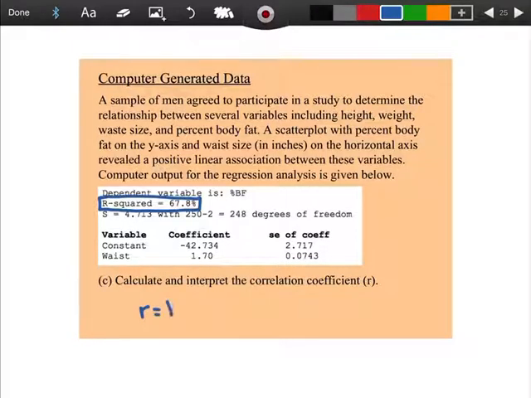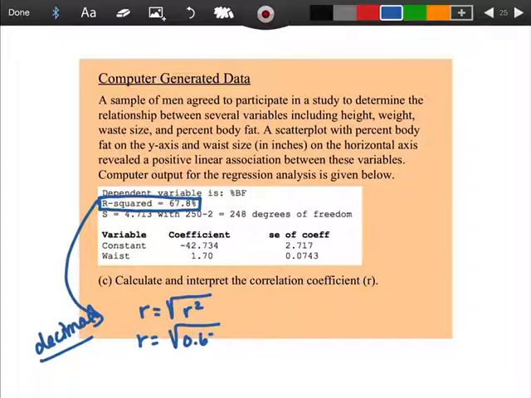Last but not least, we can use this data to calculate our R value. Well, nowhere in this computer output do I have R, but I do have R squared. And we know that R is the square root of R squared. We can take the square root, but to do so, we must first convert our R squared value to a decimal. So this is the square root of 0.678. Remember, when you take a square root, you have a positive square root and a negative. The way you know which one to use is your R value has the same sign as your slope. My slope is positive, plus this problem told me I had a positive association. So I will have a positive square root, which is 0.823.